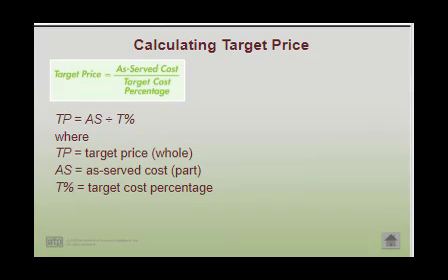Calculating target price. You take the AS, as-served cost, divided by the T%, the target cost percentage, which gives you the answer of the TP, which is the target price.